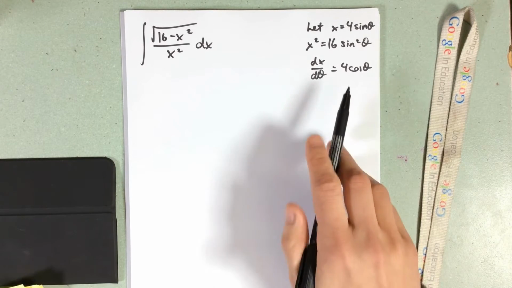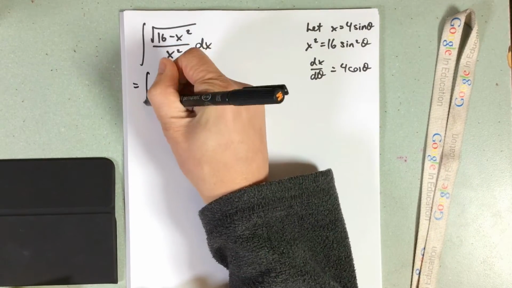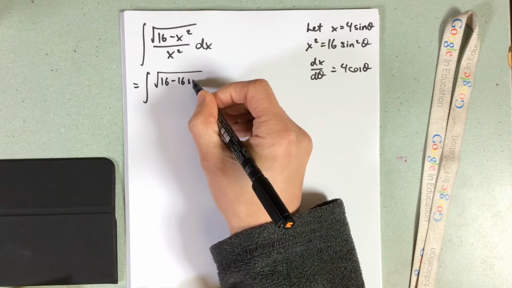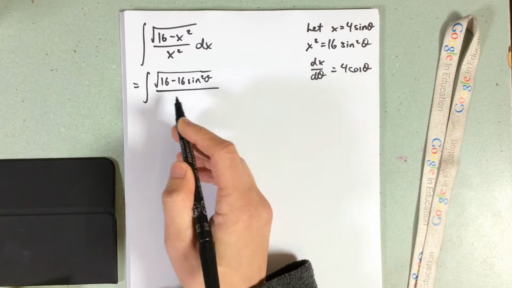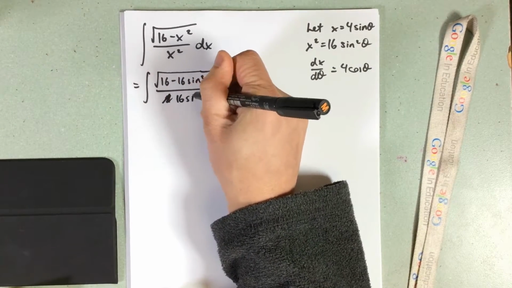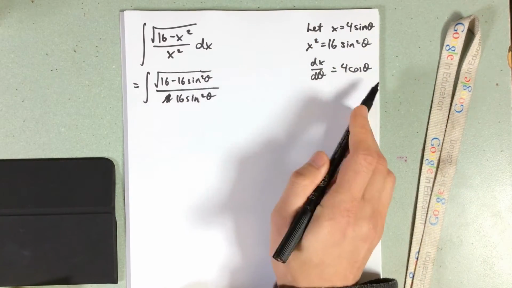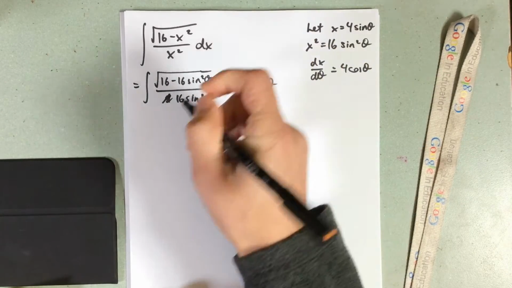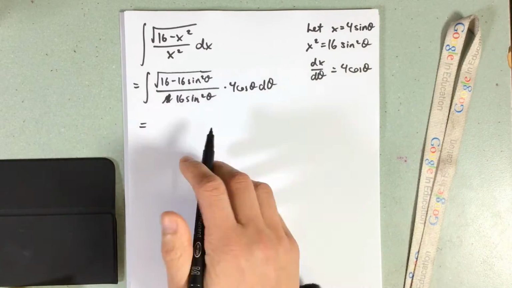Now I can start to put these pieces in over here. So what do I get? Well, the integral of, now you've got 16 minus 16 sine squared theta up on the top, that's what we just determined over there. On the bottom, you've got 16 sine squared theta, because it's just another x squared. And there, instead of dx, I'm going to write 4 cos theta, d theta. So there you go, I've done all my substitutions. So far, so good. But we can do a lot of simplifying here.